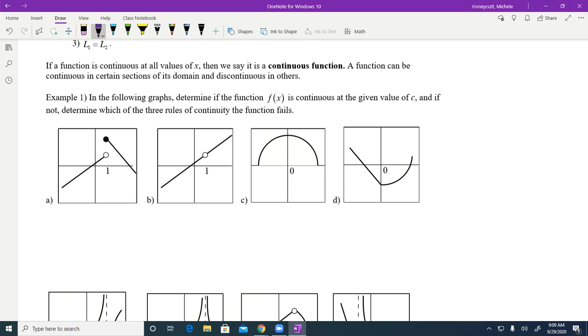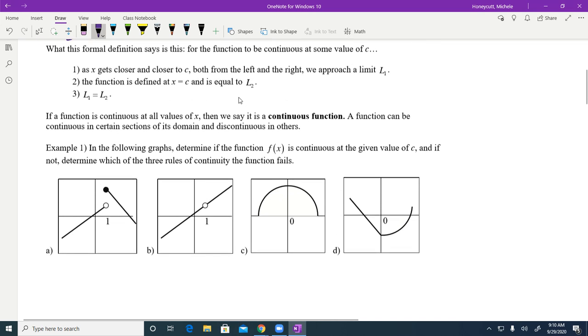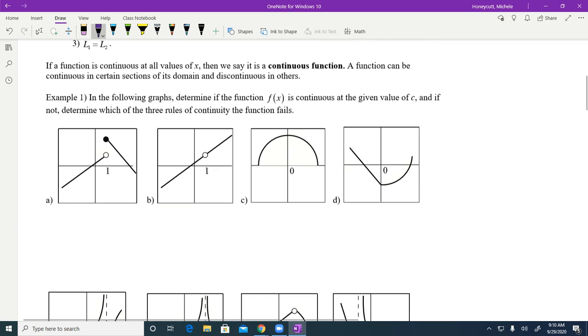Okay, so first of all, let's see, is a continuous? And you might look at this and be like, oh yeah, it's not continuous. But we need to use the formal definition, which means we need to look at all 3 parts. So part number 1, does the limit as x approaches 1 of f of x exist?